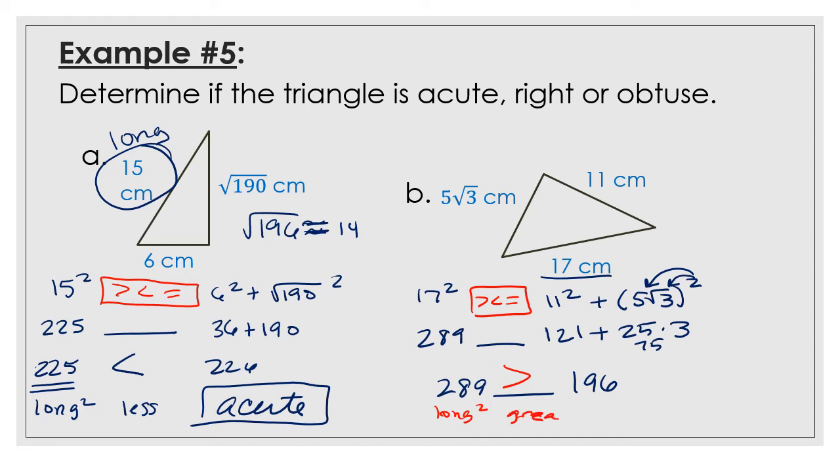For me, in my head, I think greater or bigger is associated with the word obtuse. And that makes this triangle obtuse. See if I can spell it correctly. There you go.